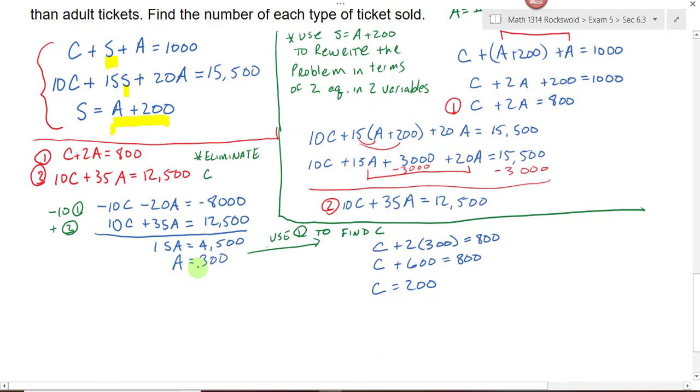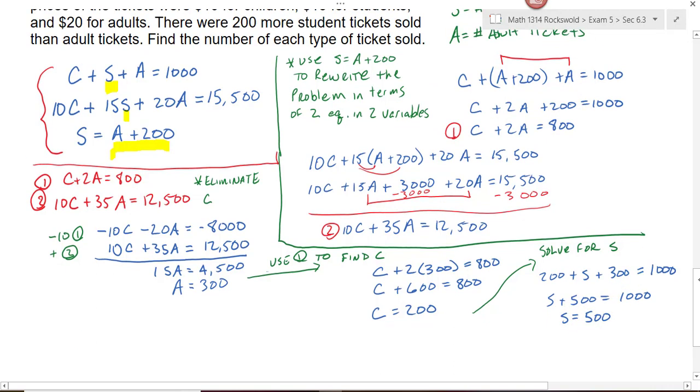Now I can use the answers that I have for a and c and go back to the original equation, the original problem, and solve for s using this first equation right here. So in place of c, I have 200 plus s plus 300, because this is the number of children's tickets sold and this is the number of the adult tickets sold. That has to be equal to 1,000. So when I combine my like terms, I get s plus 500 equals 1,000, and when I subtract 500 from both sides, I get s is equal to 500.